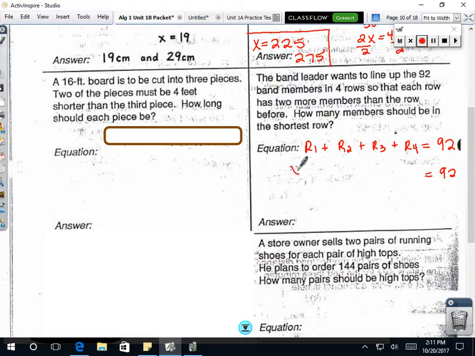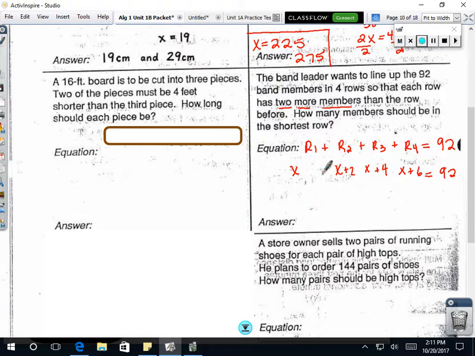Do we currently know how many band members are in each row? No, it's unknown. We have no idea how many are in row 1, no idea how many are in row 2, or row 3, or row 4. But we do know two more members than the row before. So if row 1 has X amount of people and row 2 has 2 more than that, how do you represent that? Plus 2. 2X is multiplying. Okay, well row 3 has even 2 more than that, so that would be X plus 4. And row 4 has even 2 more than that, so it would be X plus 6.